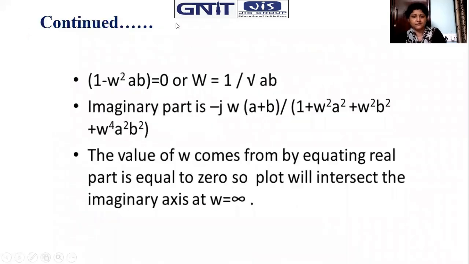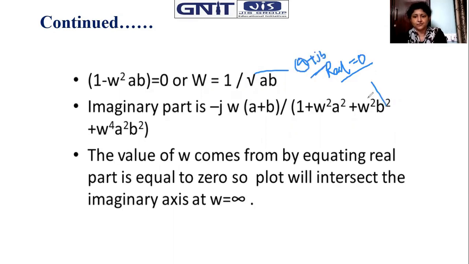Okay. Let's observe. What is the respective omega we are getting? The respective omega we are getting is 1 by root under AB. From solving this, we take only the real part equal to 0, from the A plus jB form. So the real part is 0 while it is crossing the j omega axis. That is a constant. While it is crossing the j omega axis, the real part will be equal to 0.